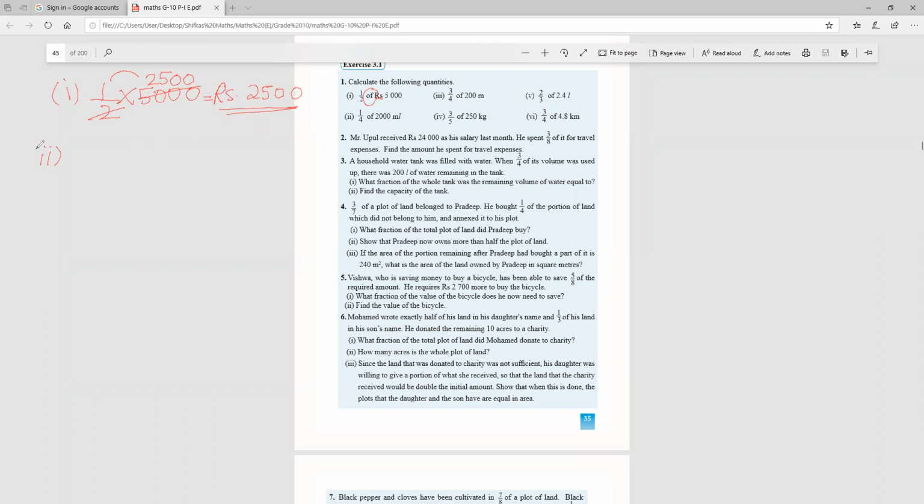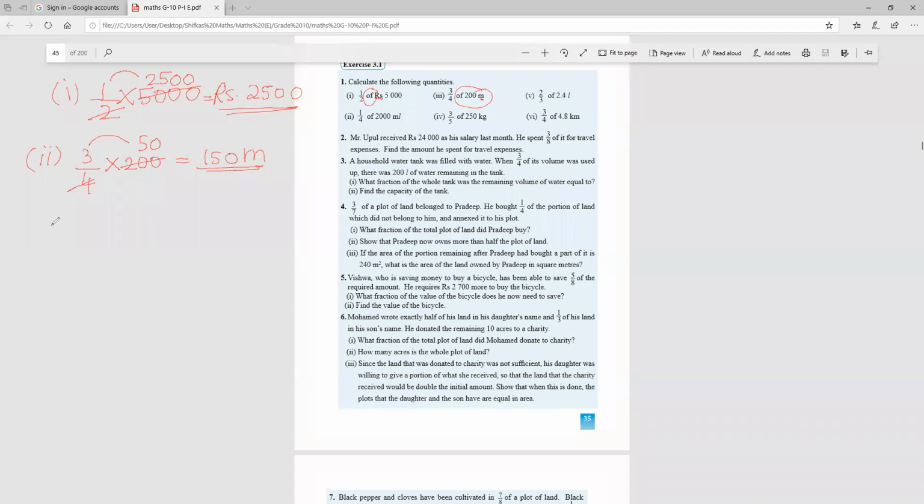Okay, second one. 3 over 4 of 200 meter. "Of" means multiplication. 200, you can simplify by 4, it is 50. 3 into 50 is 150. This is meter. You have to write meter. That is the answer. Okay, third one.